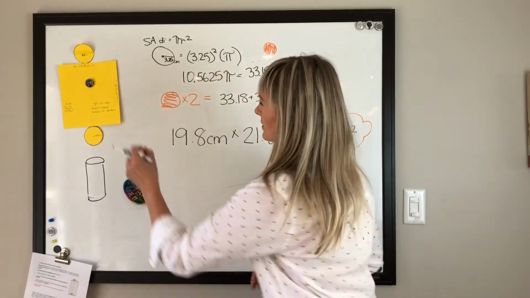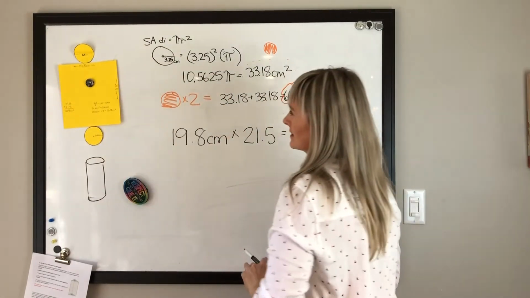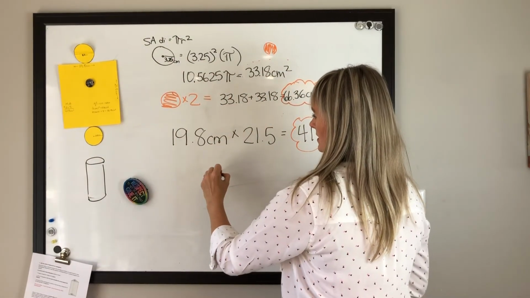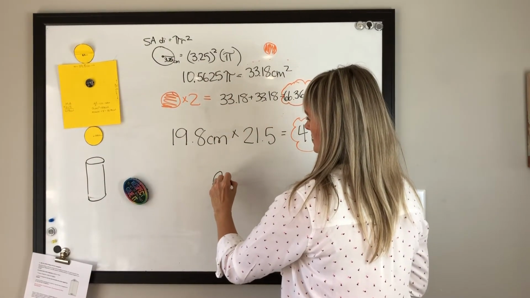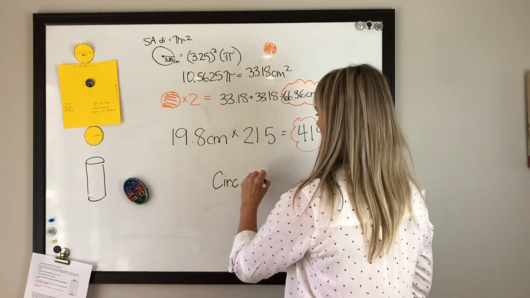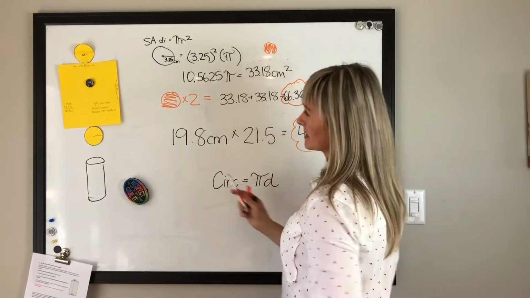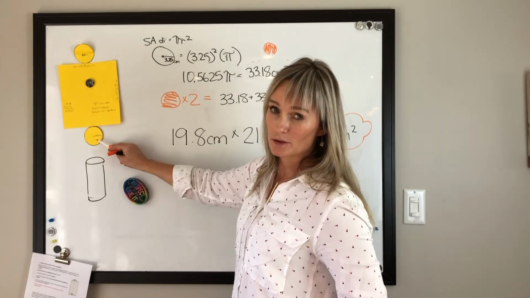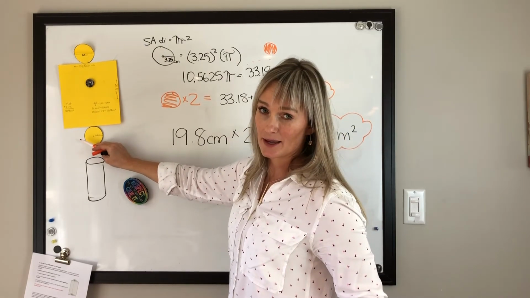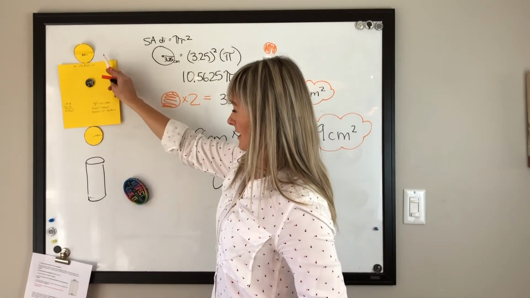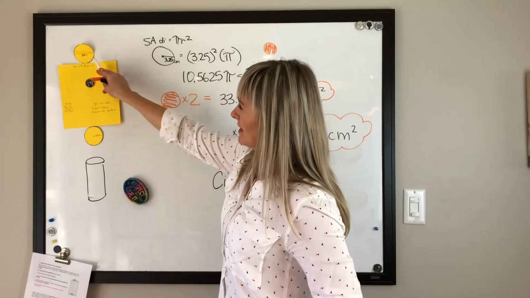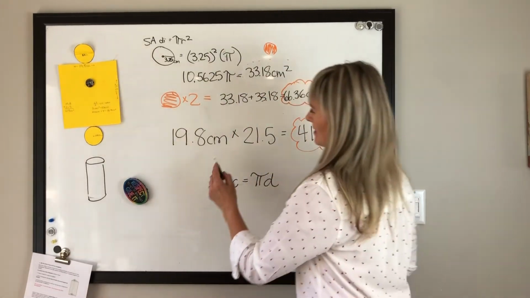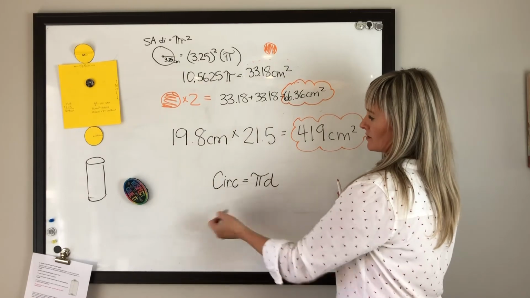But once again, if you're not given this 19.8, you can use your formula for circumference, which is pi times the diameter. Because we knew that the radius was 3.25, we just double that to get a diameter, so it would be 6.5. And then we multiply that by pi, and that will give us our circumference.